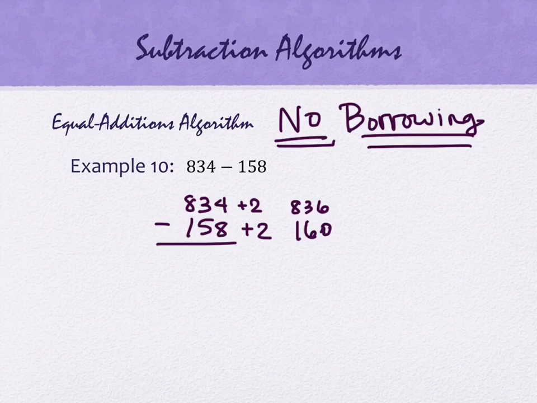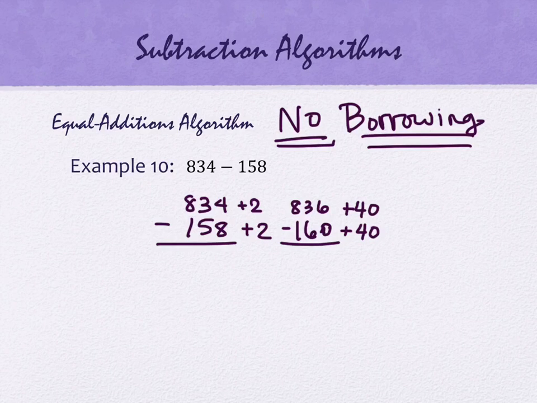So let's think about the 6, which is the 60, right? It's not really 6, it's 60. What would I have to add to 60 to get the 6 in the tens column to be a 0? 40. So I'm going to add a 40. But if I add a 40 to 160, what do I also have to do? Add a 40 to the 836. So that's what we're going to do.